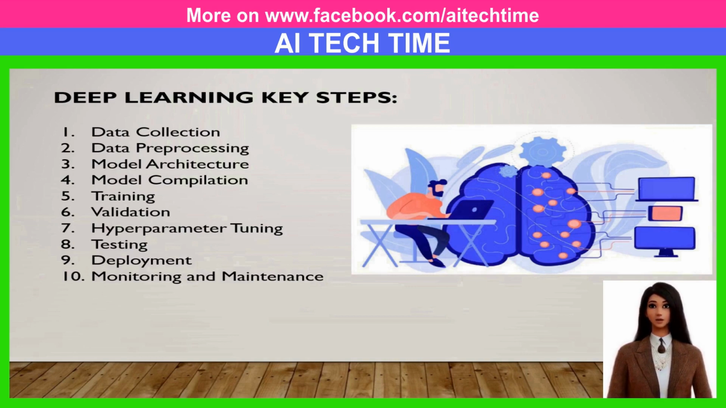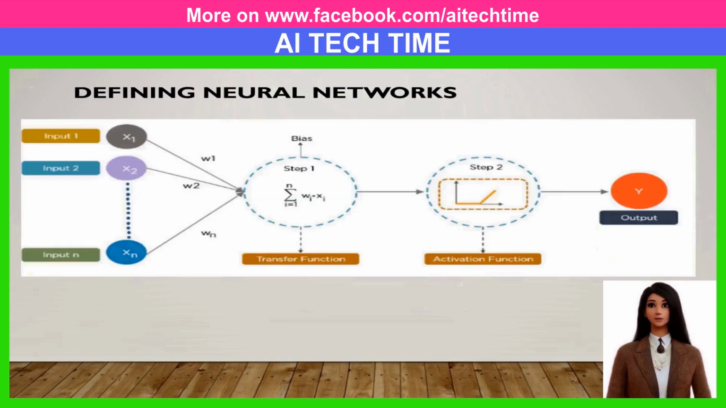10. Monitoring and maintenance. Continuously monitoring the model's performance and updating it as needed to ensure it stays relevant and accurate over time. Defining neural networks. A neural network is structured like the human brain and consists of artificial neurons, also known as nodes. These nodes are stacked next to each other in 3 layers: the input layer, the hidden layers, the output layer.